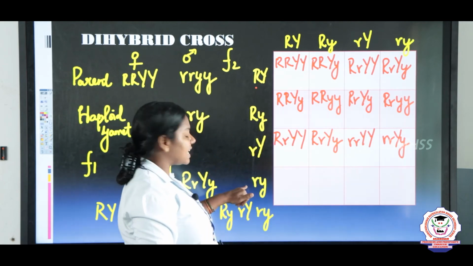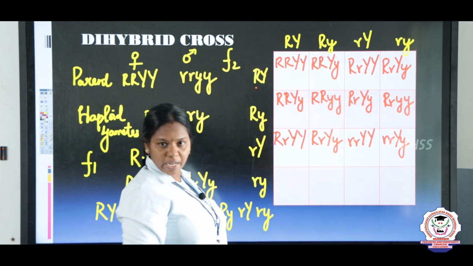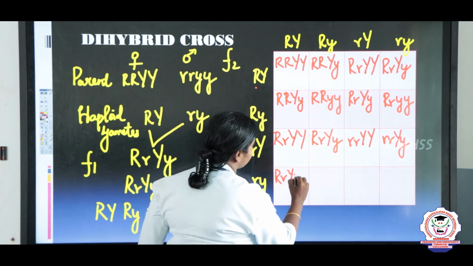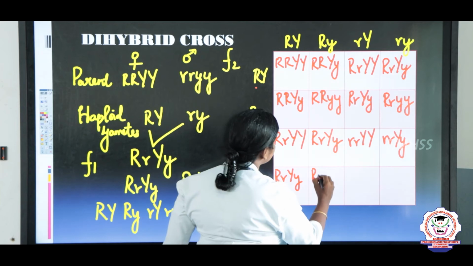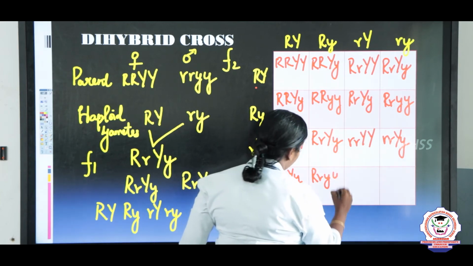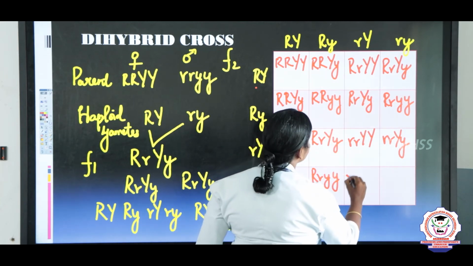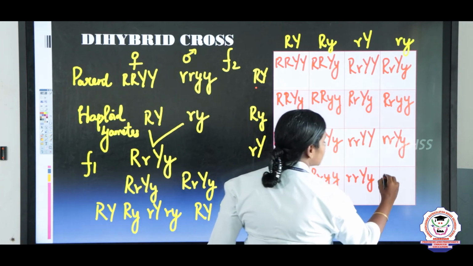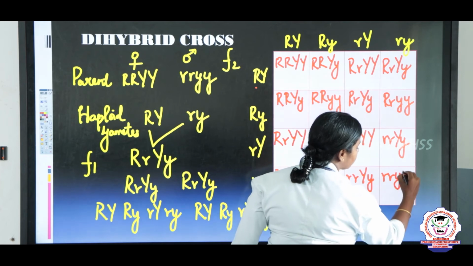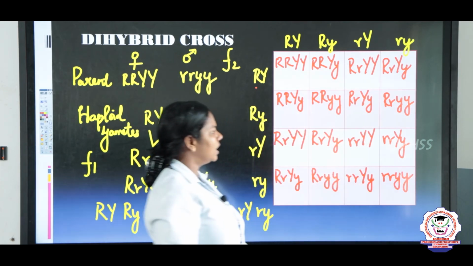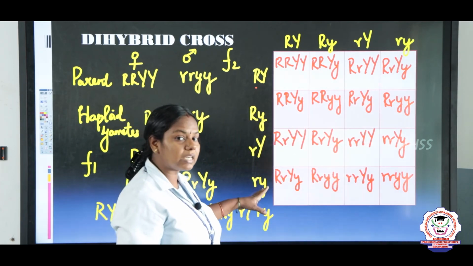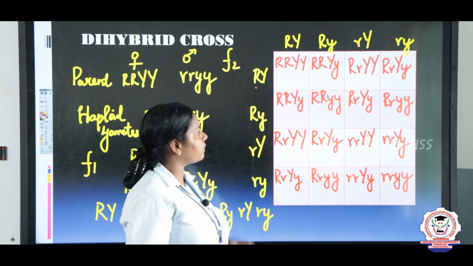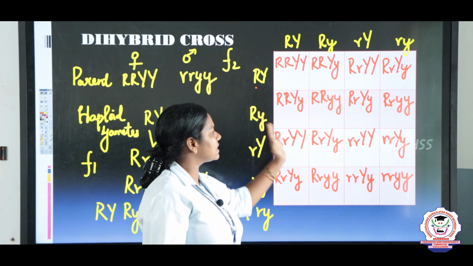And when we cross a wrinkled green and round yellow seeds, we get capital R, small r, capital Y, small y, capital R, small y, small y, and small r, capital Y, small y, small r, small y, small y. So these are the gametes produced in the F2 generation. When the F1 hybrids were crossed, this is the result.